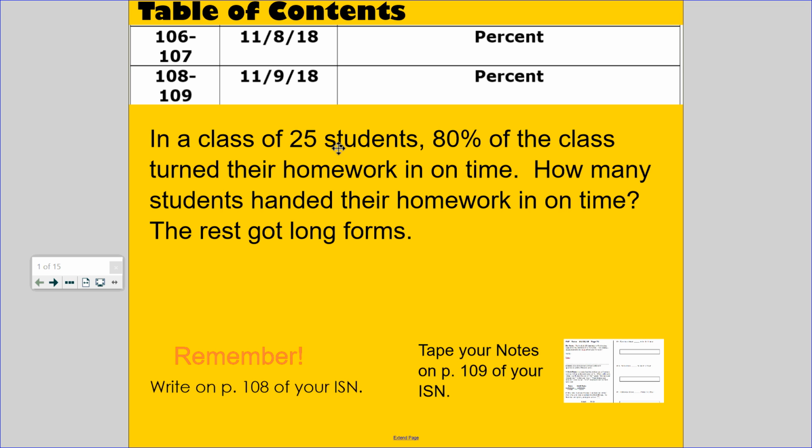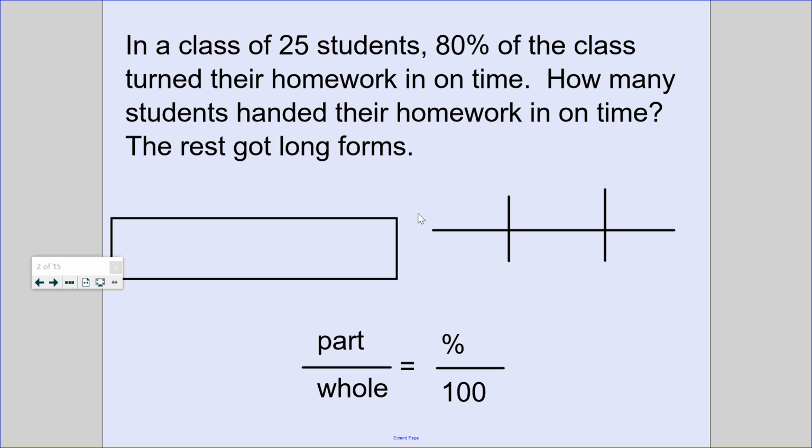In a class of 25 students, 80% of the class turned in their homework on time. How many students handed their homework in on time? The rest got late forms. Well, there are many ways you can solve this. You can solve it using a picture model, using a percent bar, using a table, or a proportion. What do you feel more comfortable with?